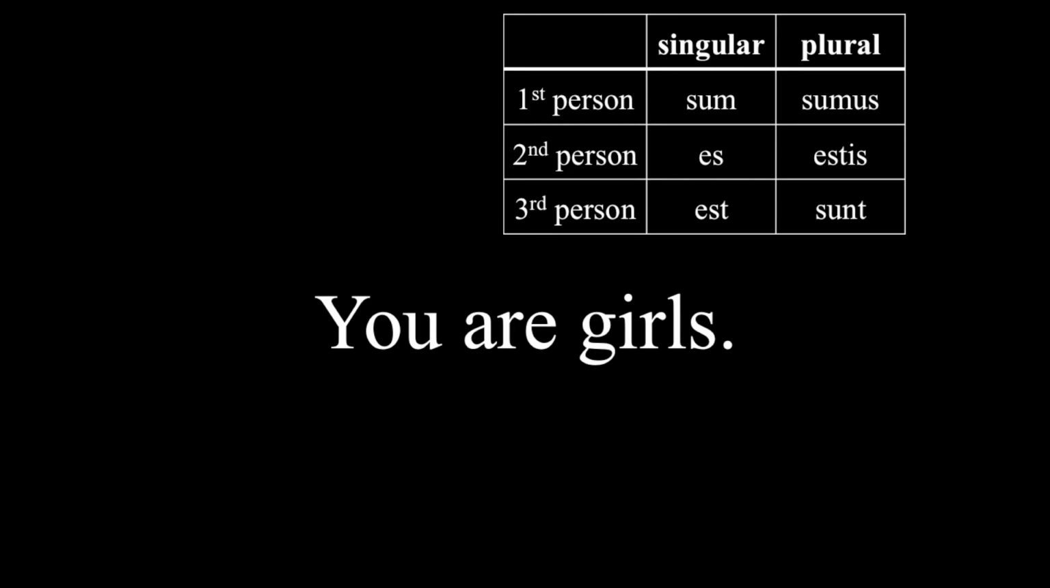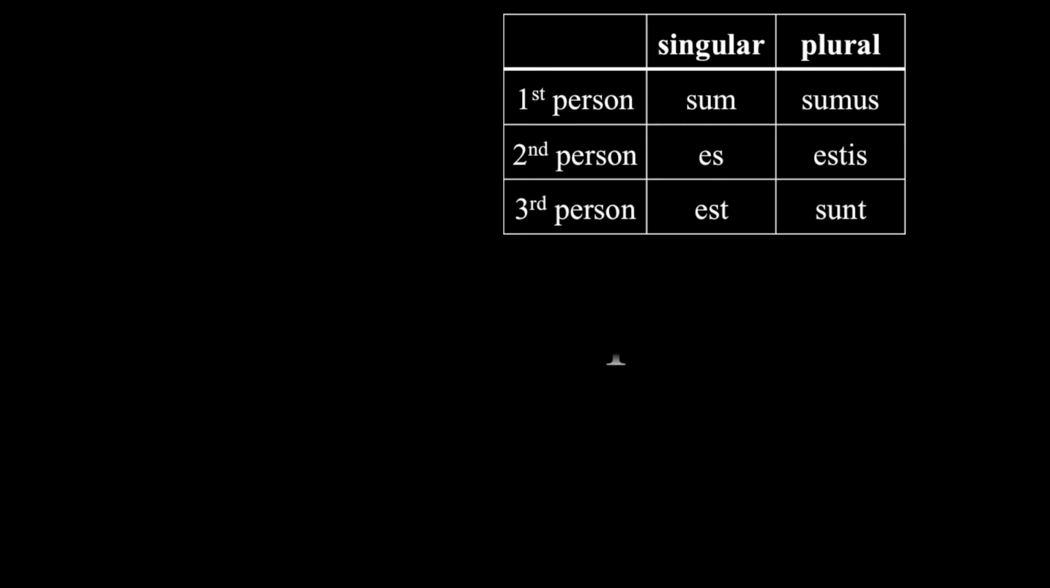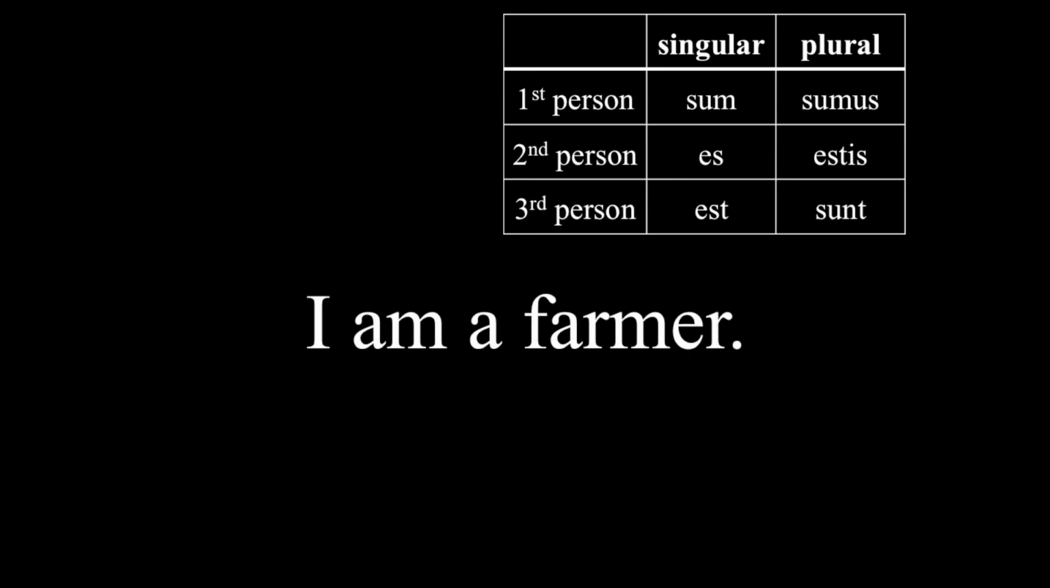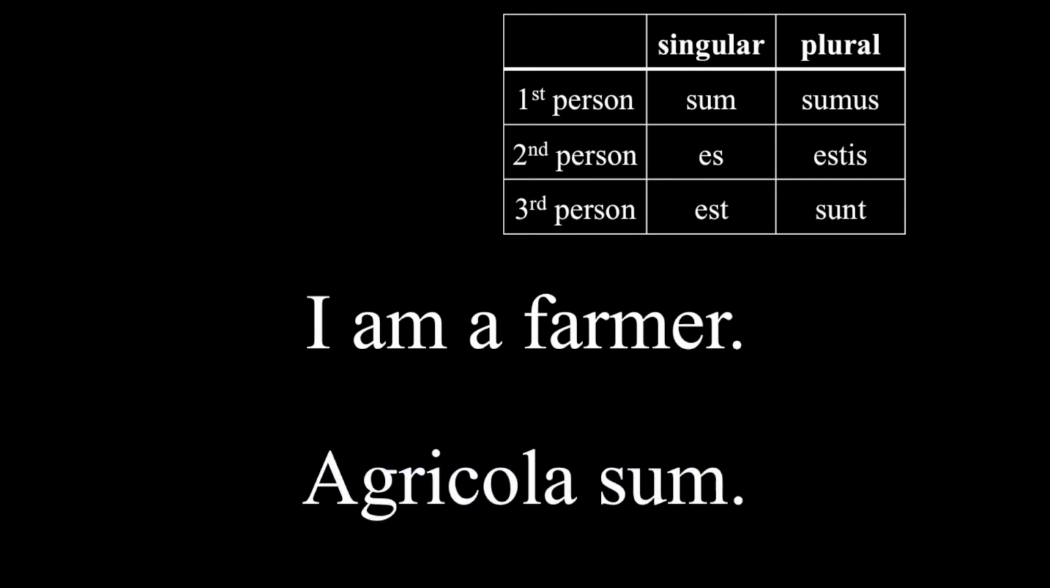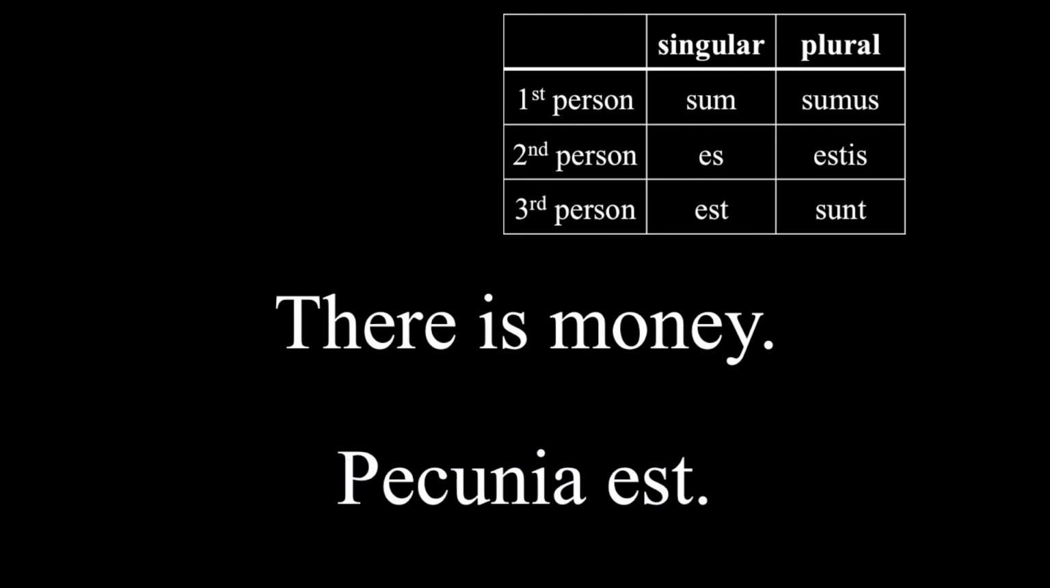First one, you are girls. The answer is puellae estis. Next one, you are a poet. Poeta es. I am a farmer. The answer is agricola sum. And one more, there is money. The answer would be pecunia est.